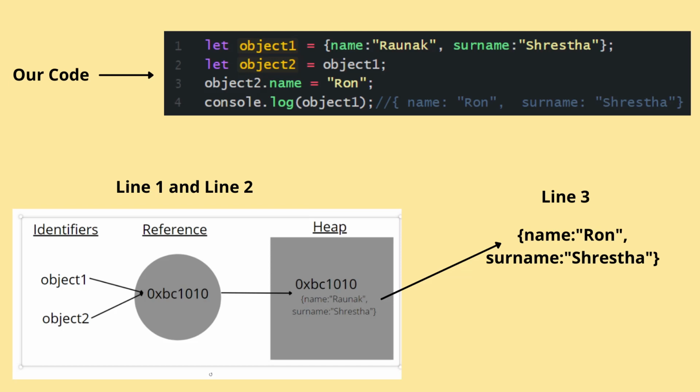Now, in the third line, when we change the value of the name property for object2, the change will also occur in object1. This will happen because both object1 and object2 are pointing at the same reference, and since the change of property value happened in object2, this change will also reflect in object1, which is pointing at the same reference. Hence now we have proof that objects are passed by reference.